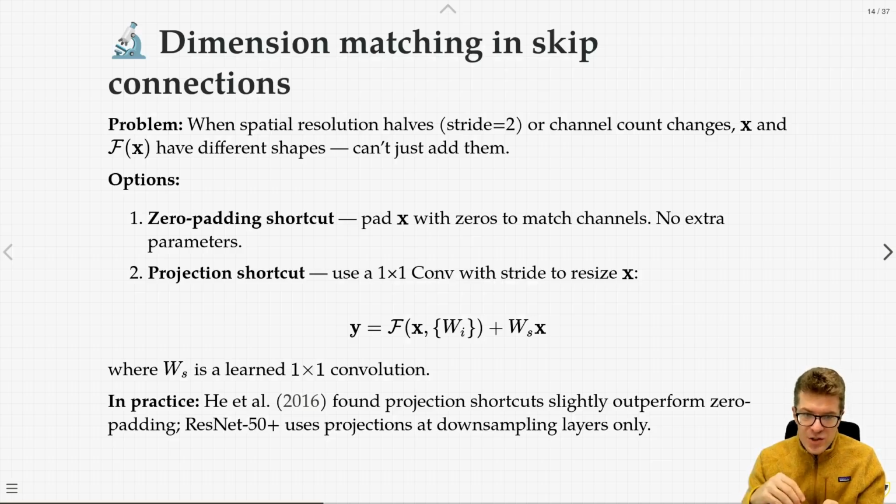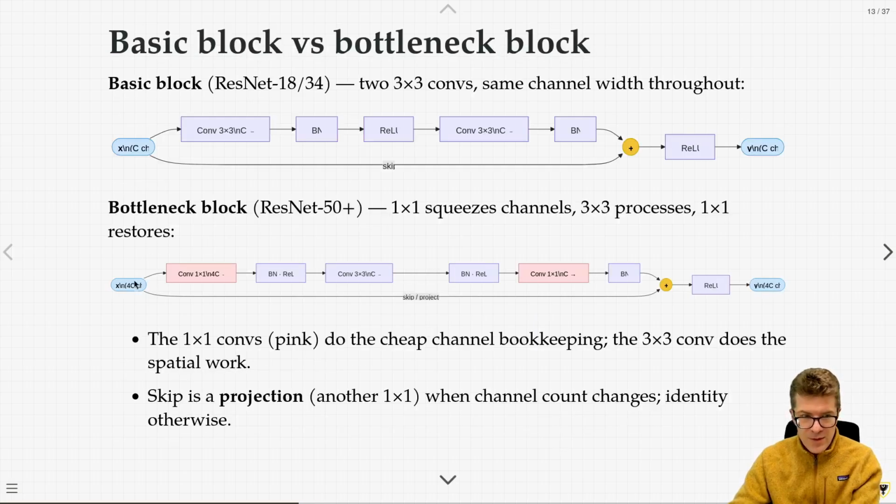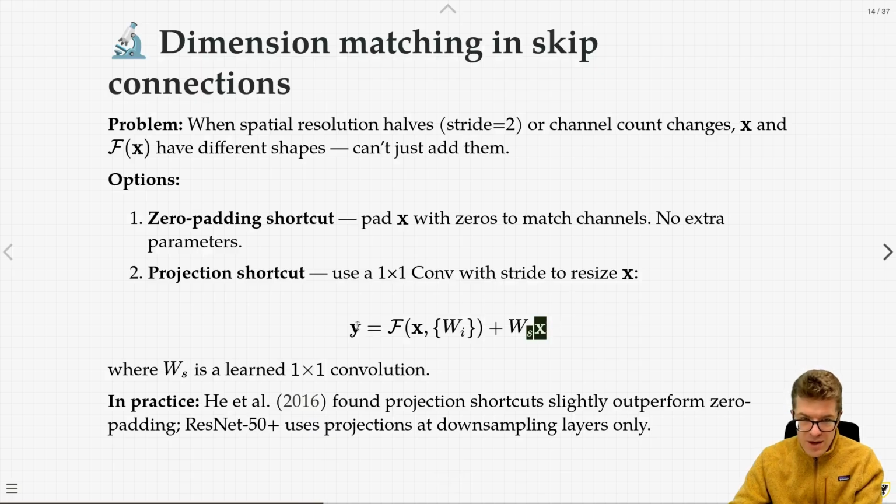You can take projection shortcuts, so you can use a 1x1 convolution with a stride to resize x. So you can have this kind of funky function over here where the residual F of x has its weights. You can also have this shortcut on x, and you can set W sub s in such a way that you can add everything together. You add your inputs x with the more complicated convolution blocks in a way that gives you your y's, your outputs. So there's lots of little hacks you can do to get everything to work.